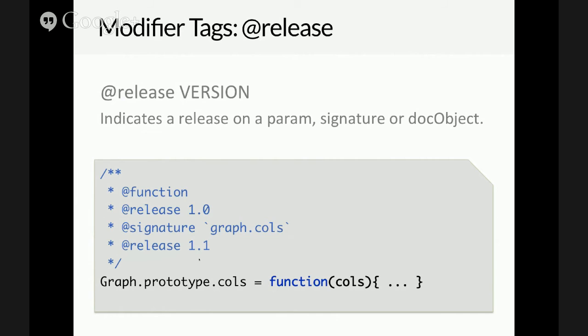Release is used to define when either a parameter, signature, or a doc object altogether was released. If you have a release right here, it'll say this function was released on 1.0, and if you have a release right here, it'll say the signature was added in 1.1.